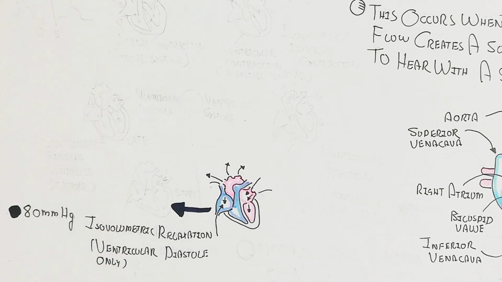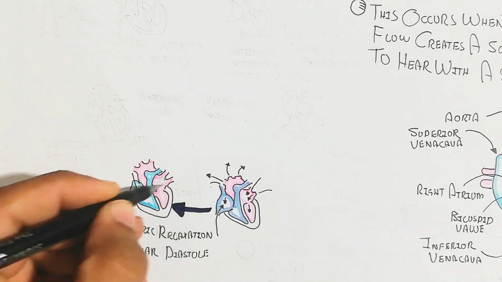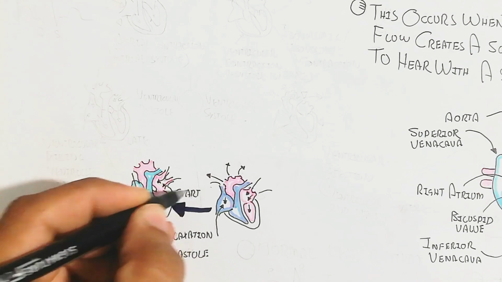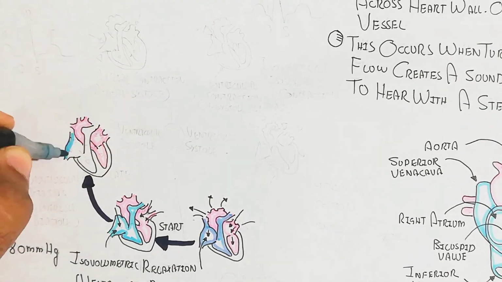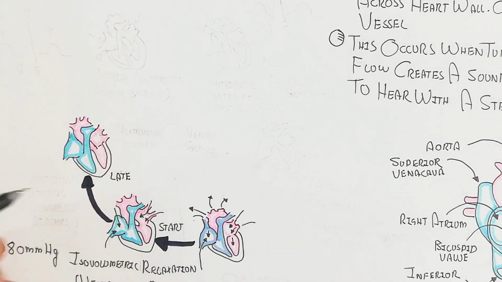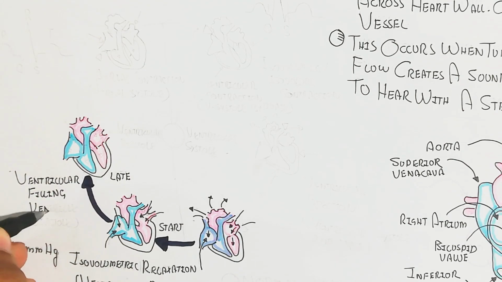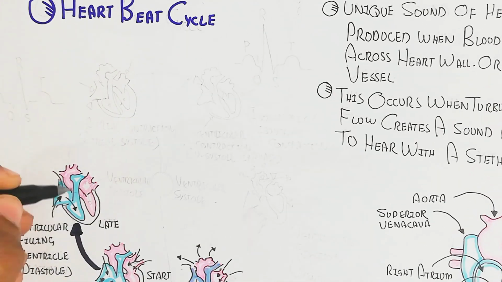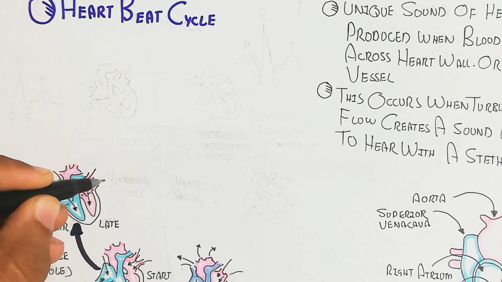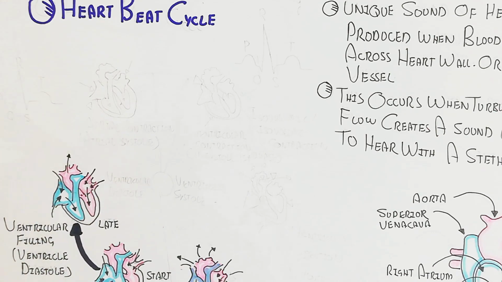Remember, PQRST, but this is the T wave, and 80 millimeters of mercury is the blood pressure that will be detected. So when it starts, the blood will move from the pulmonary vein and the inferior and superior vena cava to the atrium, both atria. And in this way, ventricular filling, the ventricular diastole, will occur. The ventricle will dilate.